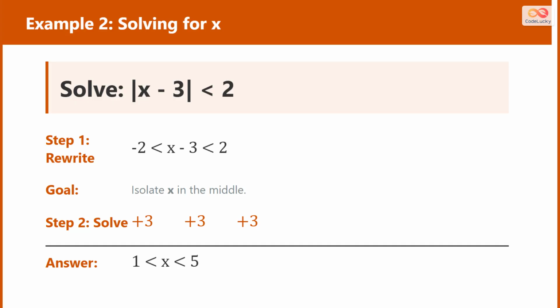Things get a bit more interesting when there is an expression inside the bars. Here we have the absolute value of x minus 3 is less than 2. Step 1 is to rewrite it. Put x minus 3 in the middle, sandwiched between -2 and +2.